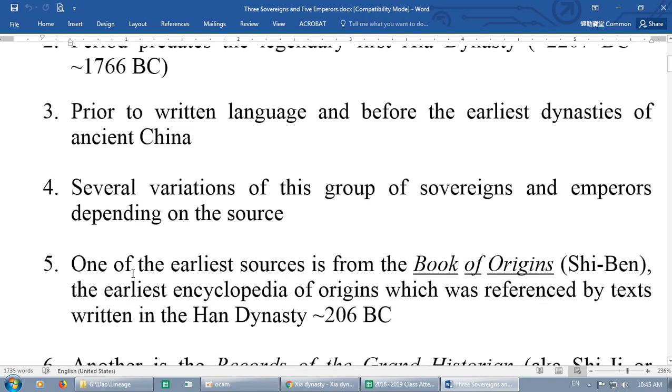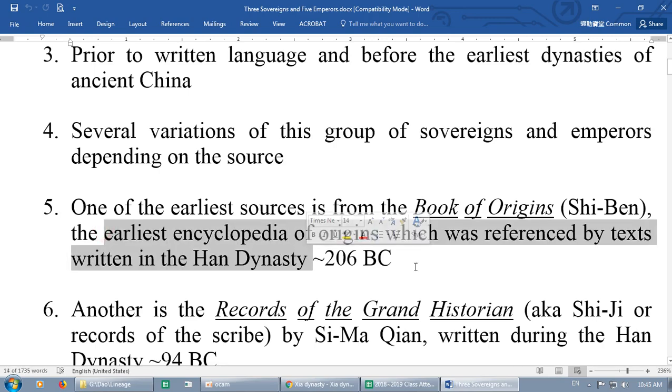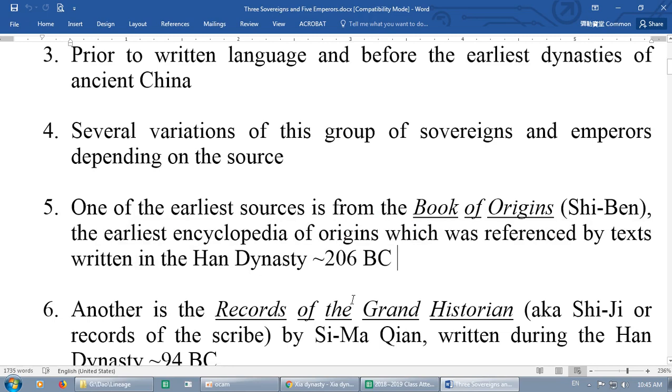One of the earlier sources is called the Shiben, the Book of Origins. You know what Shiben is? It's one of the earliest encyclopedias of origins, which is referenced by texts written in the Han Dynasty, more than 2,000 years ago. So this is indirect evidence. During the Western Han Dynasty, there was a book called the Book of Origins.